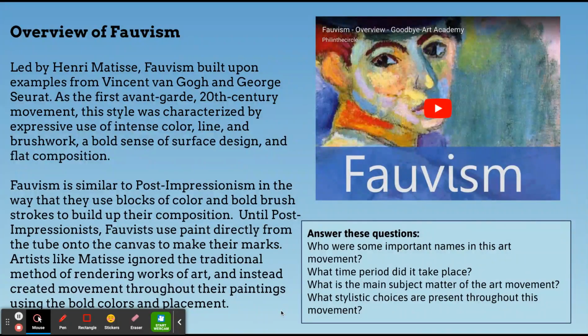Lastly, we're going to learn about Fauvism. The other movements were known for bright colors, but Fauvism was more known for unrealistic colors, still bright and bold. This was led by Henri Matisse. Fauvism was built upon examples of Vincent van Gogh and Georges Seurat as the first avant-garde 20th century movement. This style was characterized by expressive uses of intense color.